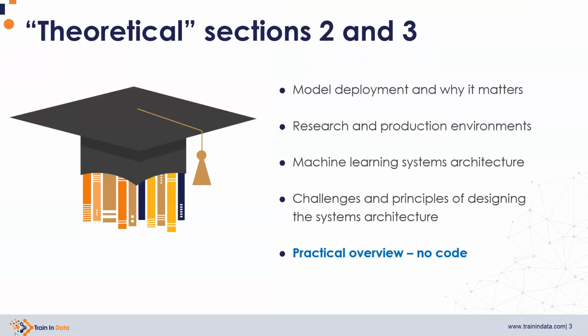Sections 2 and 3 are the more theoretical sections, if you want, where we discuss what model deployment is and why it matters. We introduce the research and the production environment. We talk about machine learning systems architectures, their challenges, and the principles to consider when we design this architecture.